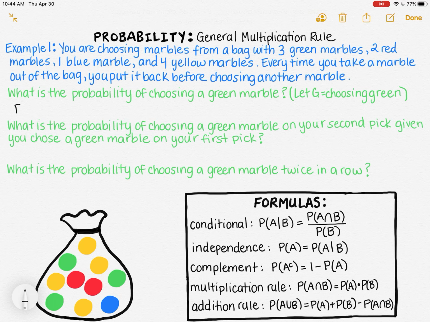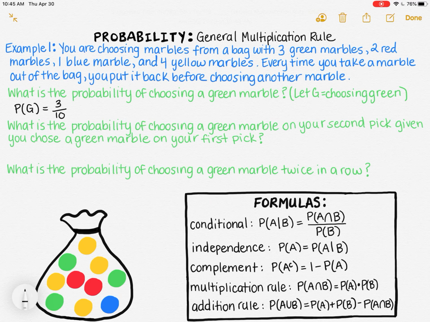We're going to use the letter G to represent choosing a green marble. I can write this with my probability notation as P(G), the probability of choosing a green. This is review from our basics of probability. We need to know the total number of objects in our sample space, and then the total number of ways we can pick a green marble. Since there are 3 plus 2 plus 1 plus 4 marbles, there are 10 total marbles, so we put a 10 in our denominator, and there are 3 green marbles that we can choose, so the 3 goes in our numerator. The probability of choosing a green marble is 3 out of 10.